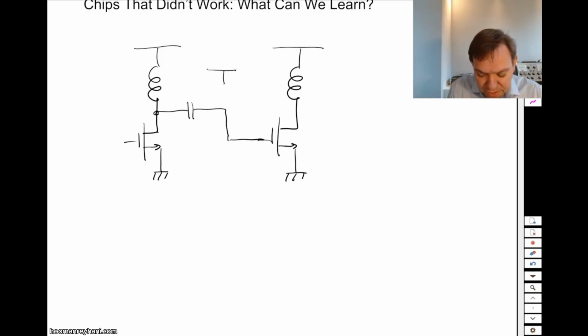I have to provide some biasing. I can do that with a resistor, or this would be a bias voltage, and so on. You could wonder what's wrong with this. Why don't we use this at higher frequencies?